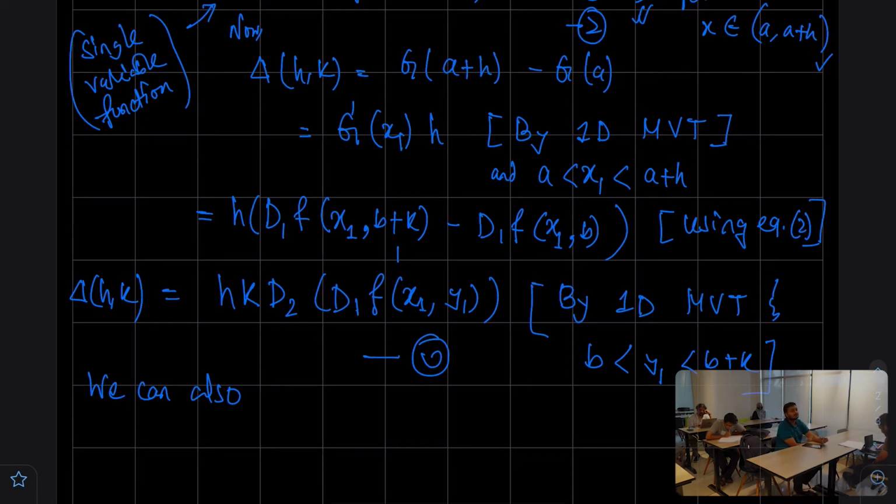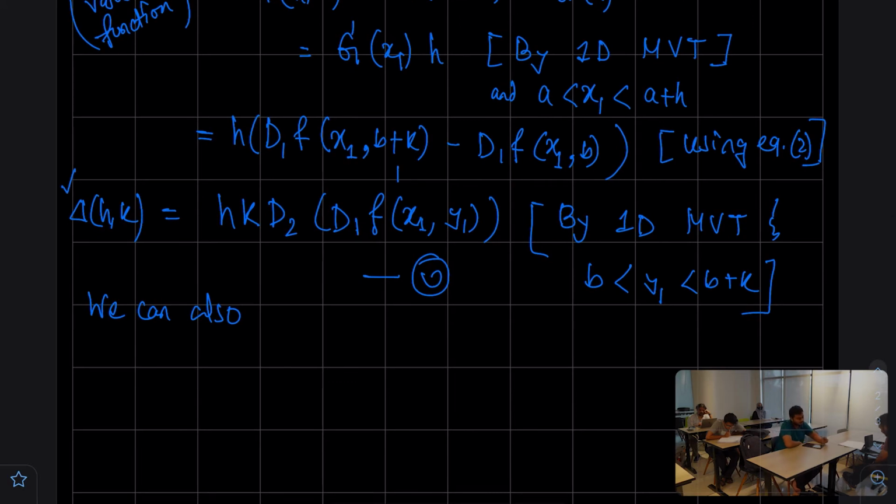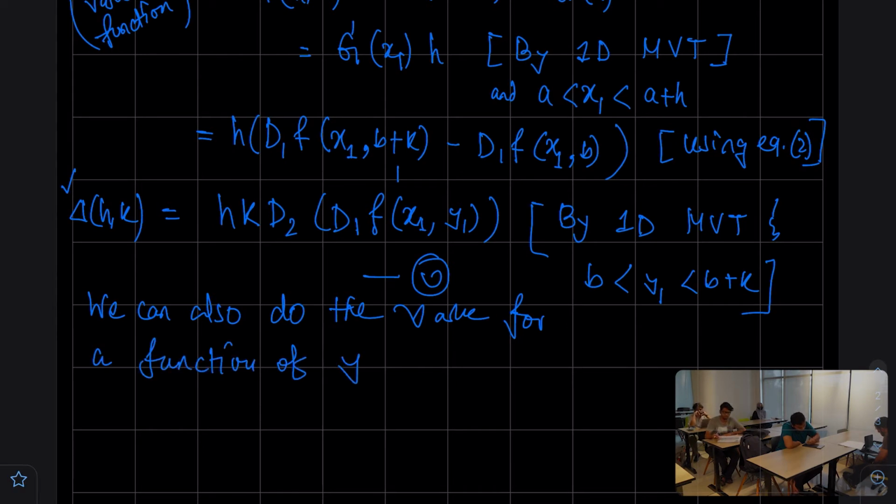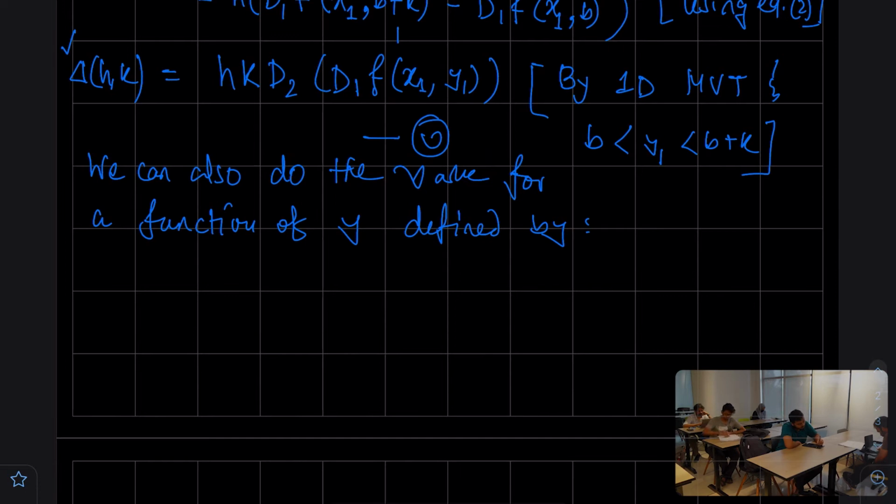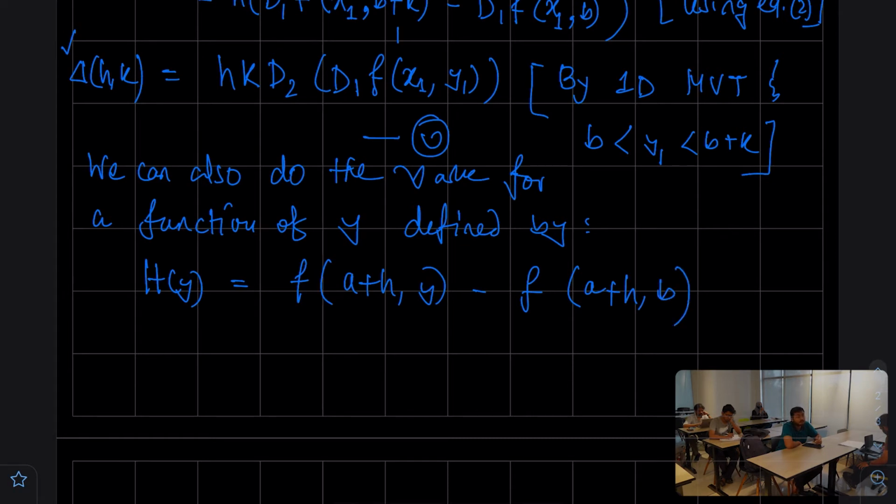So we found one side of the coin. Another side of the coin will be, we can also do the same for a function of y defined by, say, h of y to be a plus h comma y minus f of a comma y. Oh, I'm sorry, it's a function of y, so a comma y.